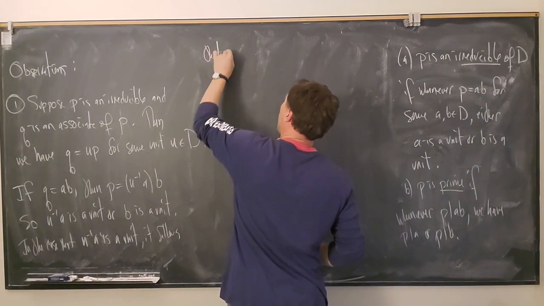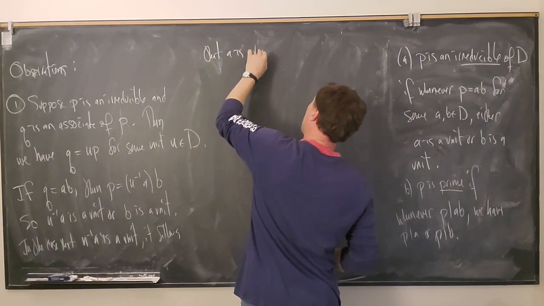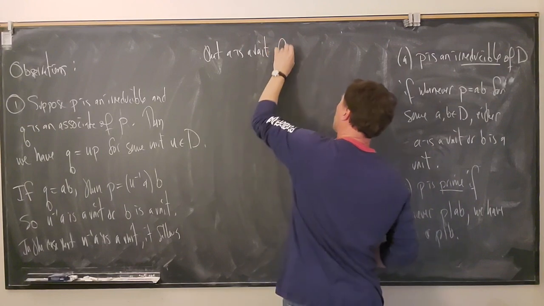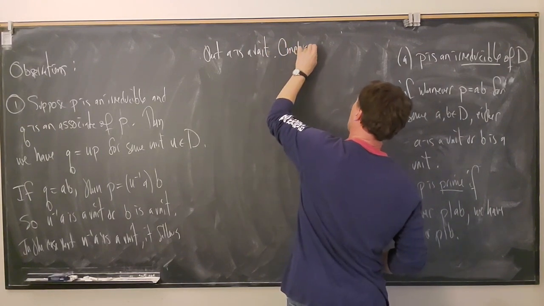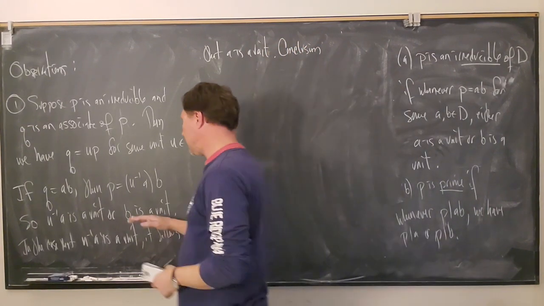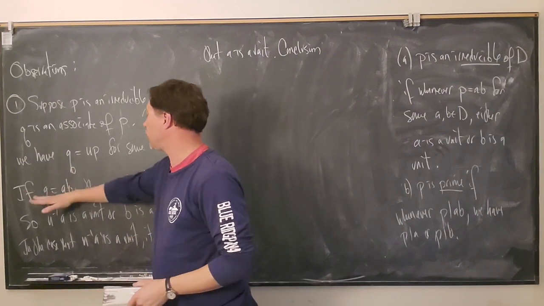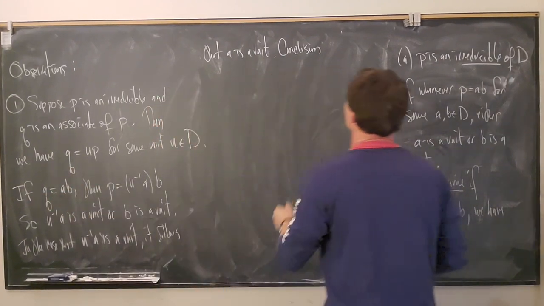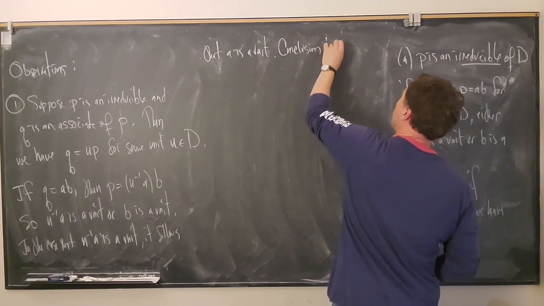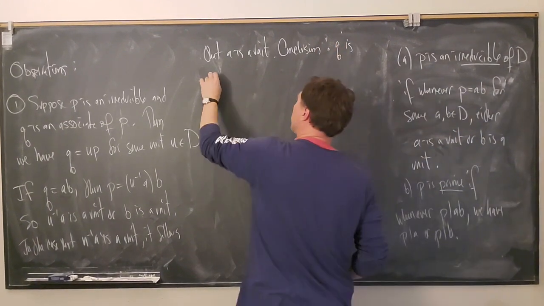...that A is a unit. And so as a conclusion, right, so what do we have? B is a unit or A is a unit whenever Q can factor as A times B. So conclusion, Q is an irreducible.